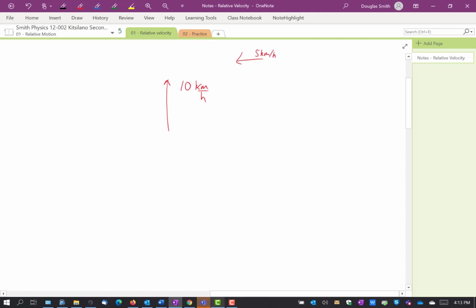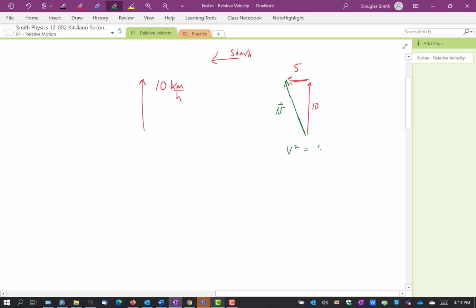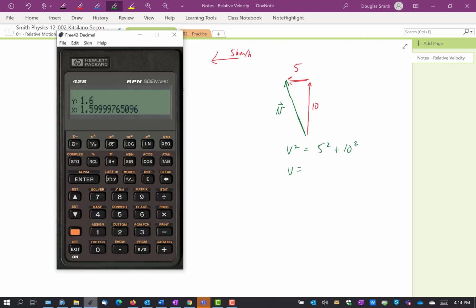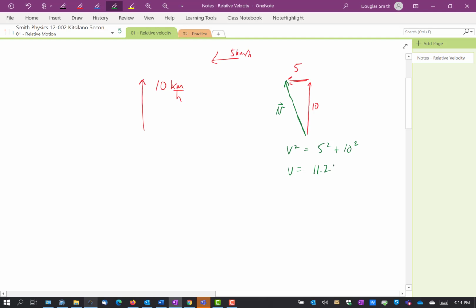The wind's not pushing you, but the wind would be pushing the bird. And what you'd see with that bird flying above you is it going this way 10, and this way 5. So in fact what you'd see is the bird going like this. And you'd see that bird's velocity as, well, v would be, you could use Pythagoras. So v squared equals 5 squared plus 10 squared. So v equals the square root of 125, 11.2 kilometers per hour.